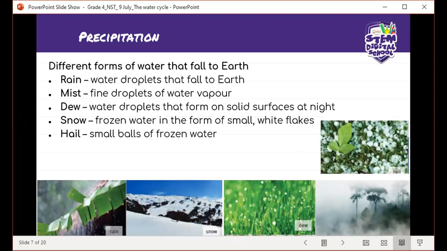I see Zoe's hand is up. Michaela, I don't know if you still have a question, so let me just check. Ma'am, also sleet. Yes, ma'am. It's a form of precipitation. All right, thank you very much, Michaela.